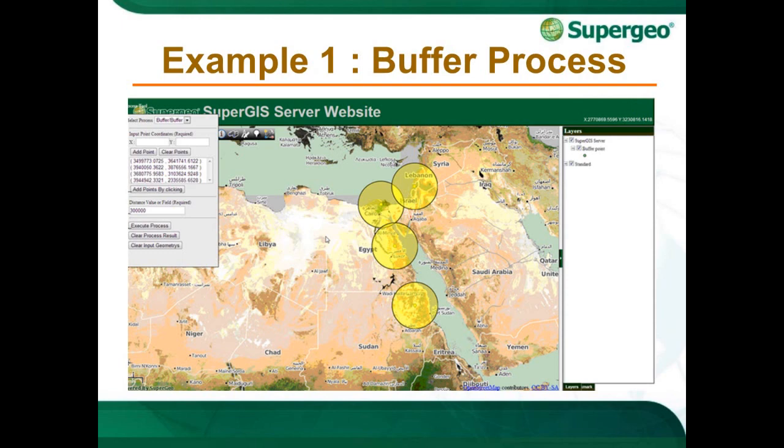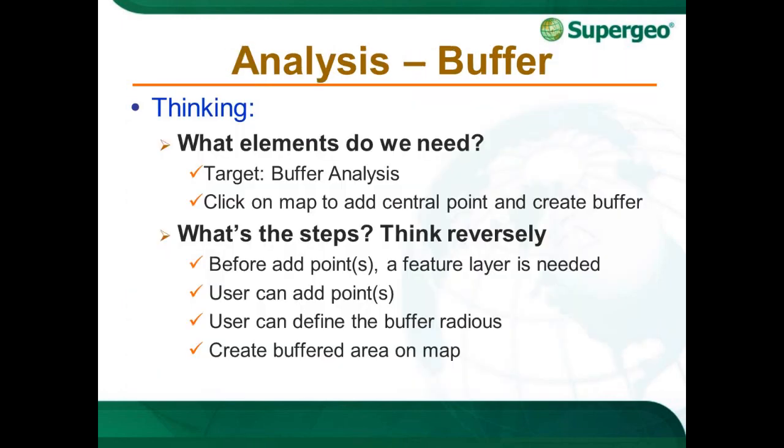So the first example we're going to talk about is a buffer process, which you can see on the screen. This is the result we're going to show you. This is a very common use, which is analysis. Buffer analysis is a very common use. You can find out the defined range you want to know.